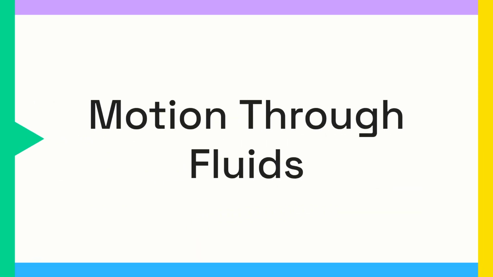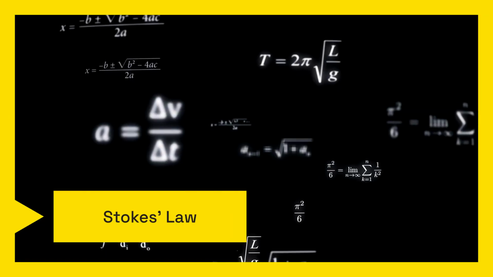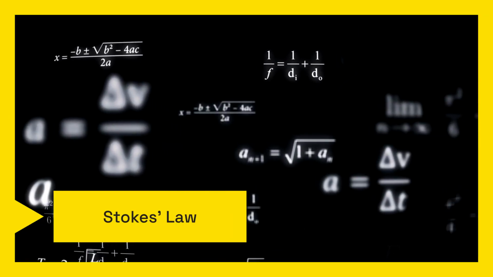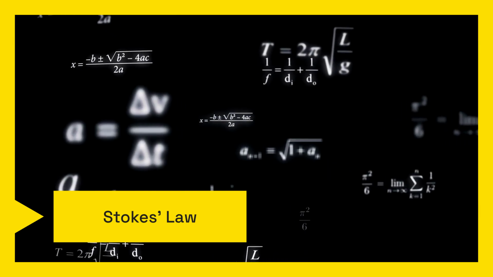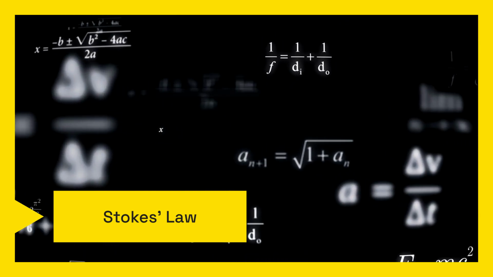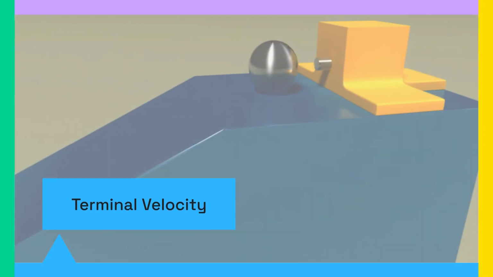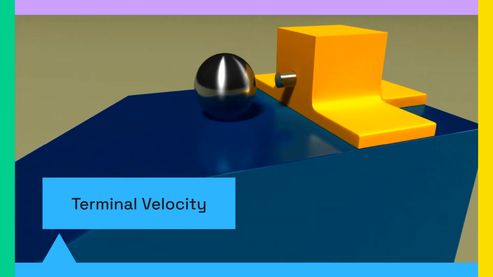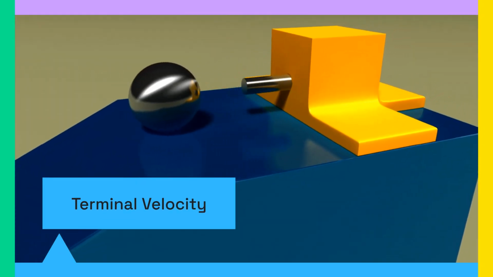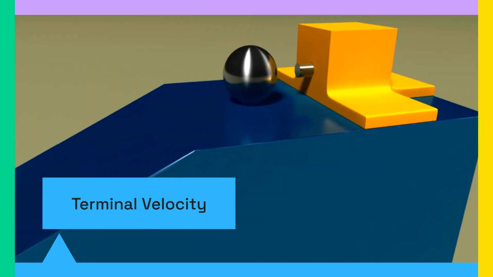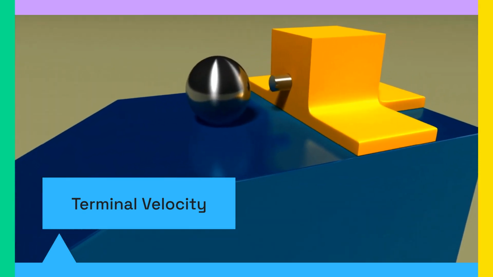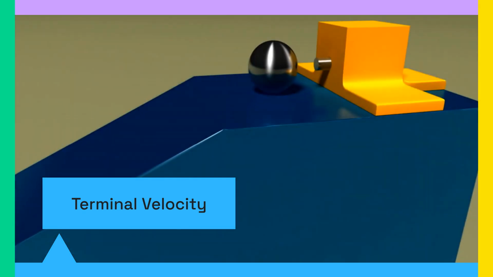Now, let's analyze the forces acting on an object moving through a fluid. For small spheres moving at low speeds, we use Stokes' law to calculate viscous drag. This force depends on the sphere's radius, its velocity, and the fluid's coefficient of viscosity. An object accelerates when falling until the sum of the upthrust and viscous drag precisely balances its weight. At this point, the resultant force is zero, and it reaches terminal velocity, a constant speed.